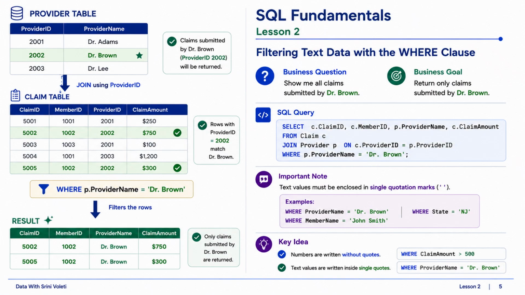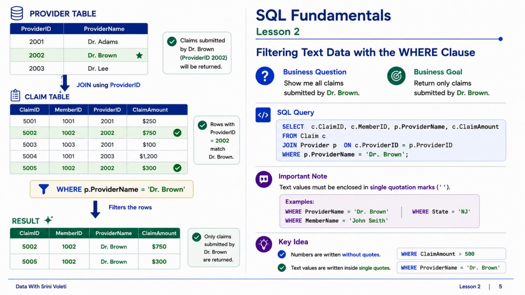Now that we learned how to filter numeric values, let us learn how to filter text values. Databases don't just store numbers, they also store names, cities, states, diagnoses, provider names, and many other types of text. The good news is that the where clause works with text values just as easily as it does with numbers.